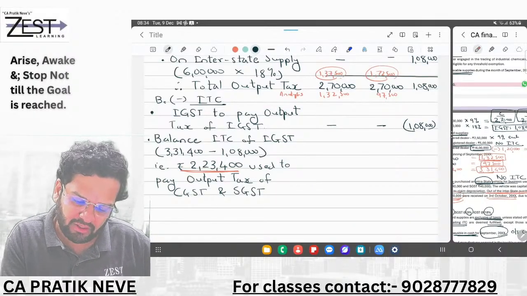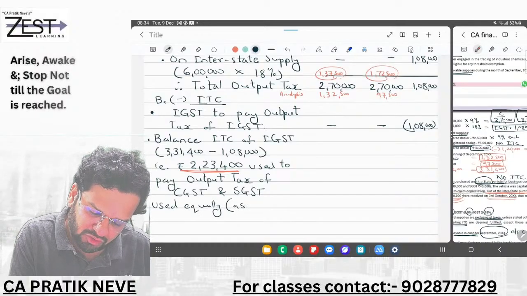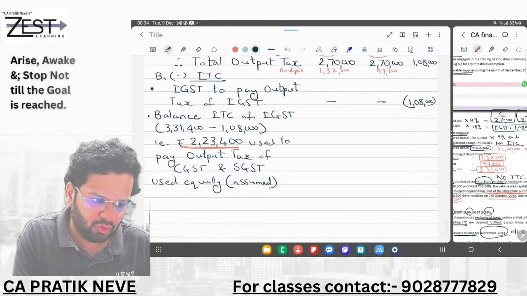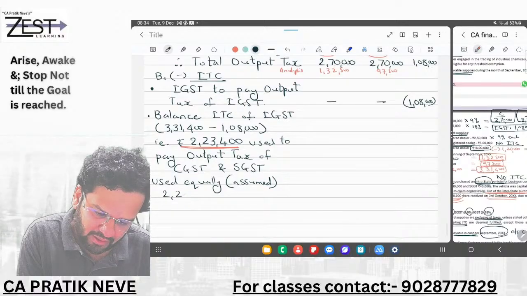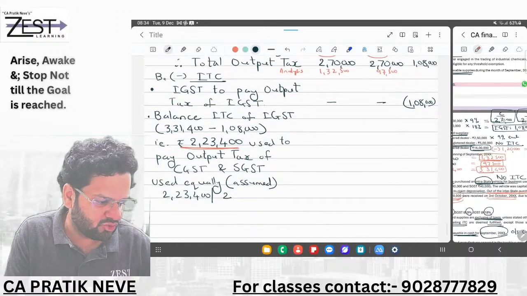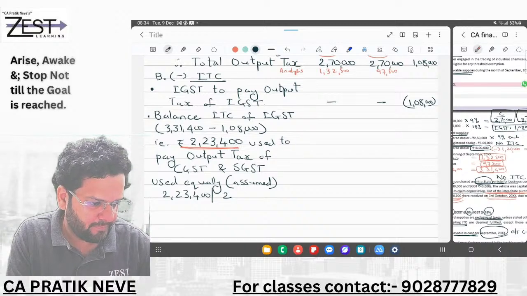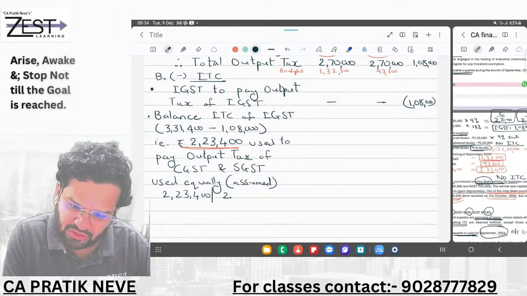Okay, so used equally, assumed, because you could have used in any order and any proportion. So what you do, 2,23,400 divided by 2. So what it is is 1,11,700.